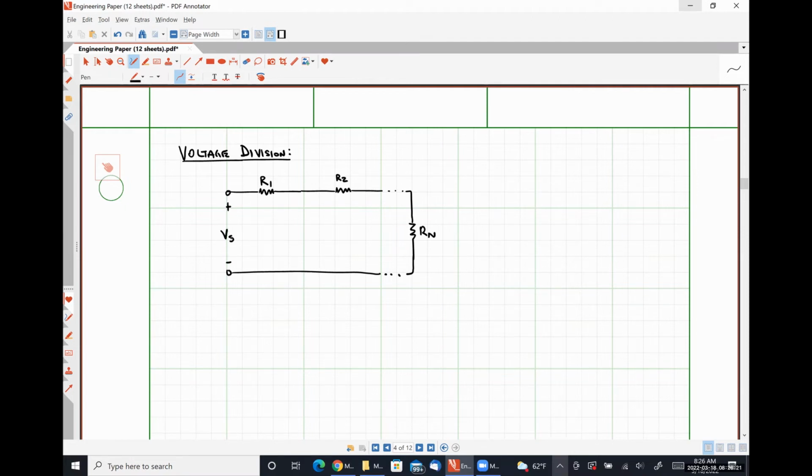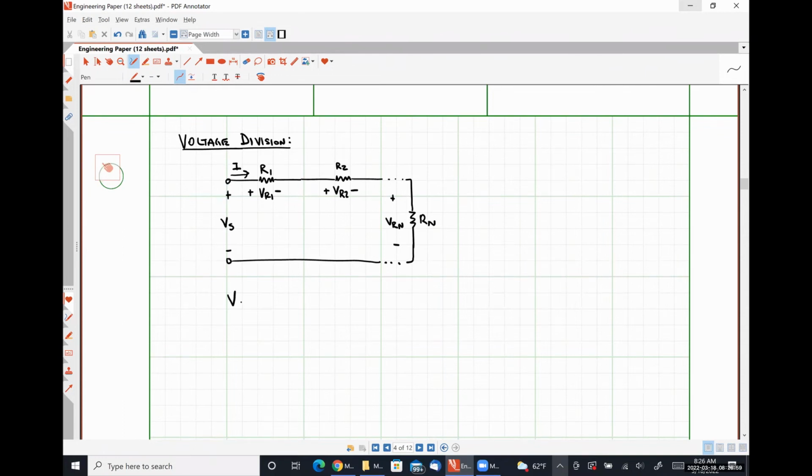And I'm going to say that the voltage drop across all of these resistors in series is a known quantity, which I'm going to call V sub S in this case. Because all of these resistors are connected in series, they carry a common current I. And I'm going to call the voltage drop over resistor R1 VR1, the voltage drop over resistor R2 VR2, etc., all the way to the voltage drop over resistor RN.